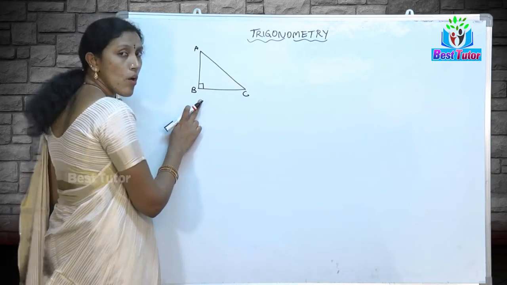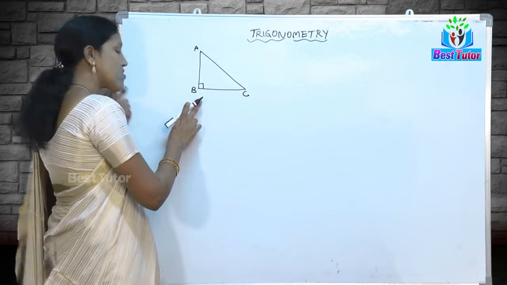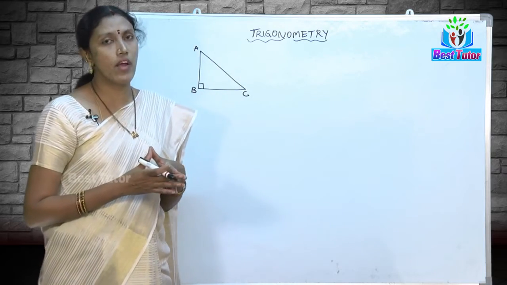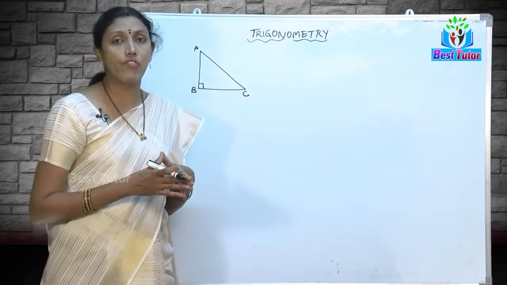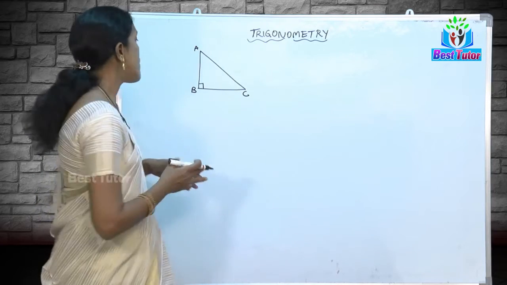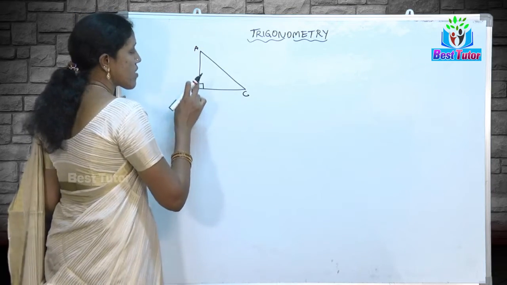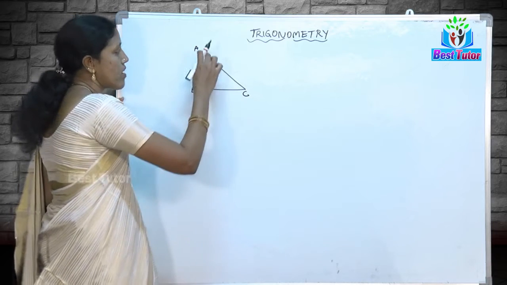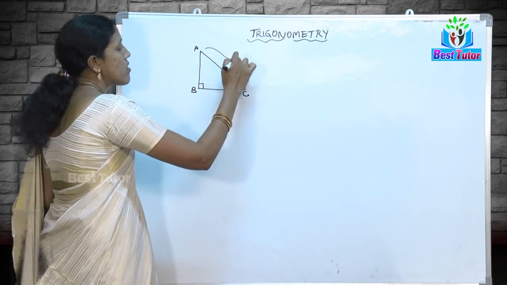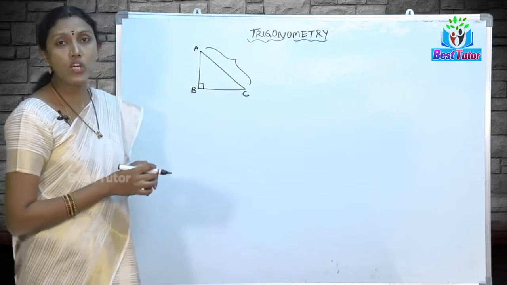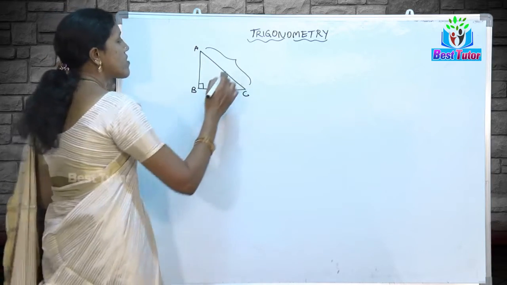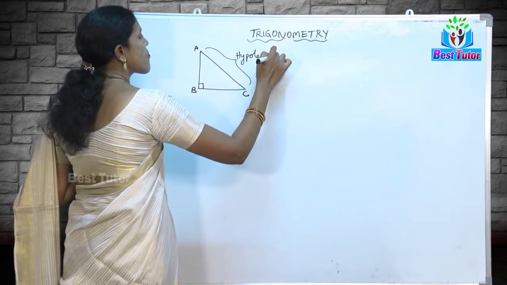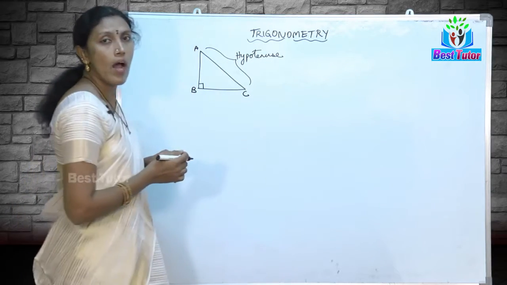Now the side opposite to the greatest angle will have the greatest measure, or it's going to be the longest side of the triangle. We have learnt this in the case of inequalities of triangles, right? The side opposite to 90 degrees, and we have just understood that this angle is going to be the greatest angle, so this side is going to be of greatest measure. This is going to be the longest side. This side is called the hypotenuse.